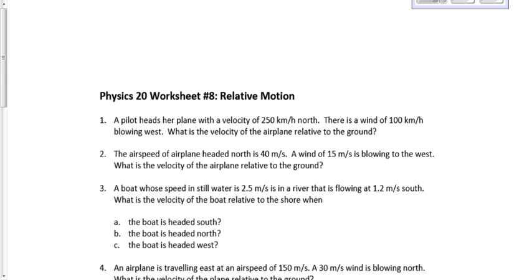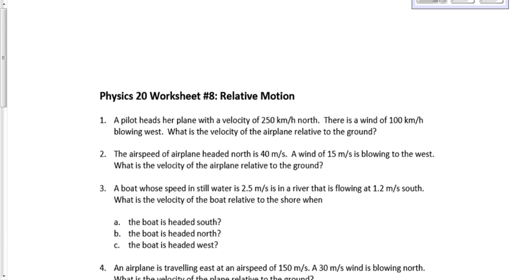Pilot heads her plane with a velocity of 250 kilometers per hour to the north. There's a wind of 100 kilometers per hour to the west. Holy cow. May I suggest to you, if you're flying in a plane small enough that it only goes 250 kilometers per hour, because that's pretty slow actually for an airplane, it has to be a small plane. You should probably not be flying if the wind is 100 kilometers per hour blowing to the west. Okay, that might be bad news for you. But let's assume that you are and that you're doing it okay.